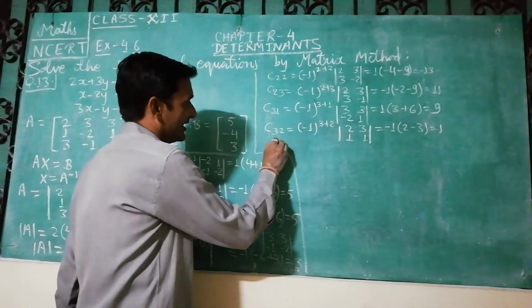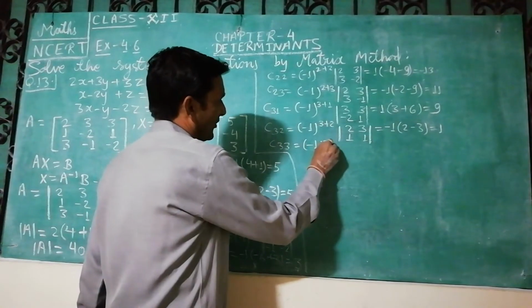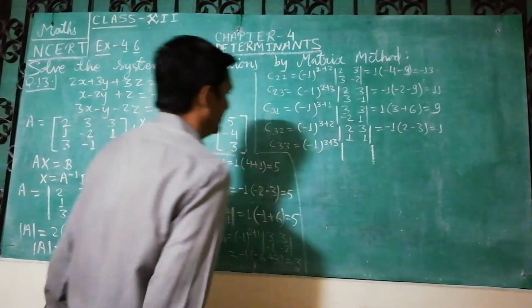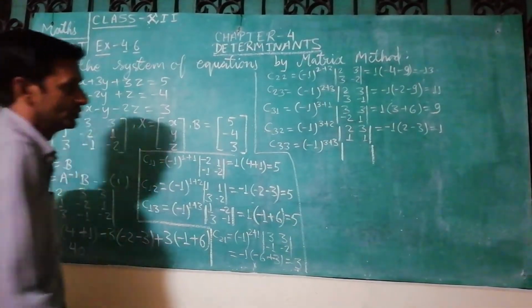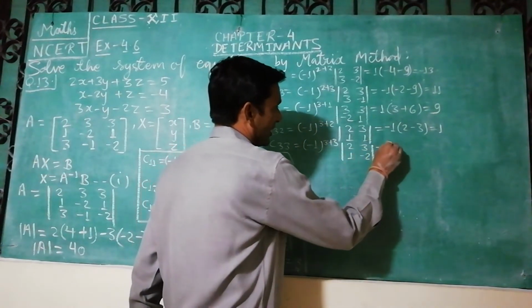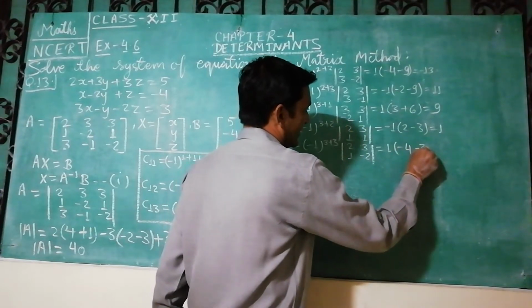And C33. So it will be equal to minus 1 raised to the power 3 plus 3. And then in the determinant, third row, third column will be eliminated. 2, 3, 1 and minus 2. So here it will be positive 1 and 2 into minus 2 is minus 4. Then minus 3. So it will be negative 7.